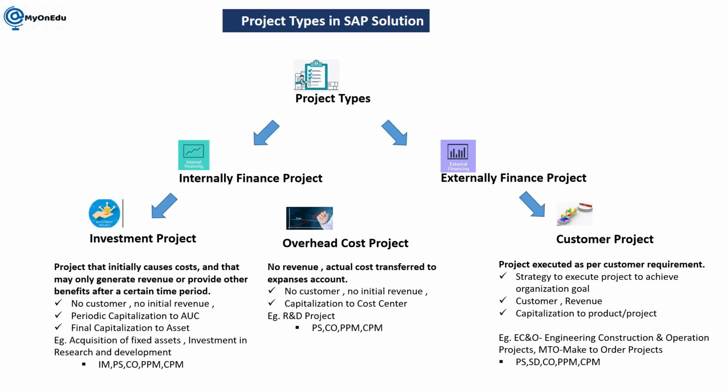You can map this kind of project in project system because you are having the revenue in this case. So sales will also be in the picture. So SD will be in the picture here. CO, controlling, PPM, portfolio project management, and CPM, commercial project management. These modules can be used to map the scenarios.